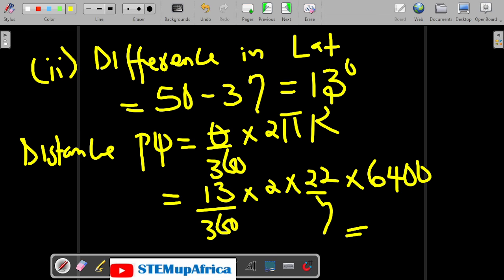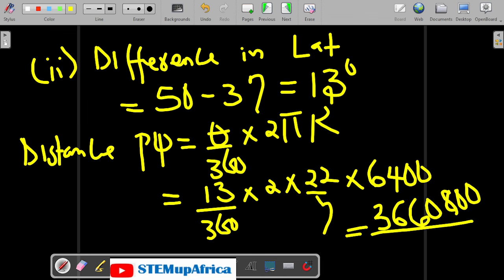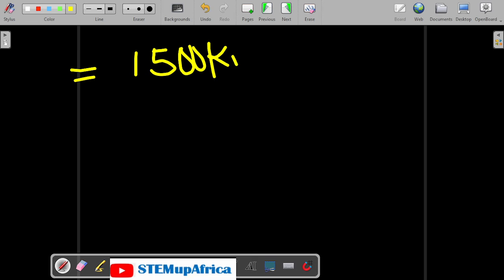That will give us 3660,800 divided by 2520. So what are we having? If I divide, I'm going to have divide 2520. That will give us to the nearest 10. That will give us 15 nearest kilometer 00 kilometer. That's what we have. Let's check the last question.